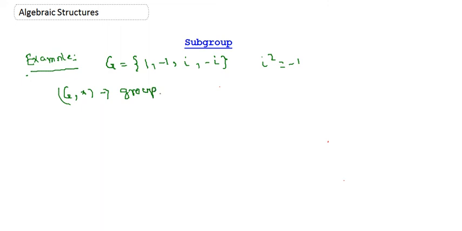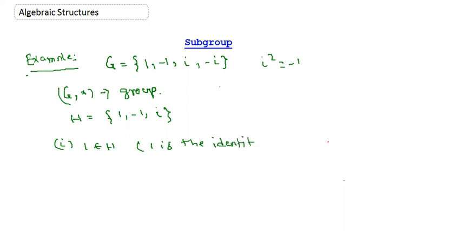So what we're going to do is check a subset H which contains the elements 1, minus 1, and let's take another element, i. Does this form a subgroup or not? First of all, the first condition is containment: 1 belongs to H, and we know that 1 is the identity element of the group G over here. So the first condition is okay.